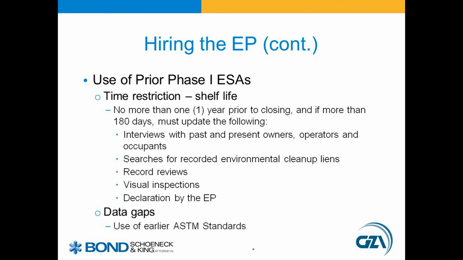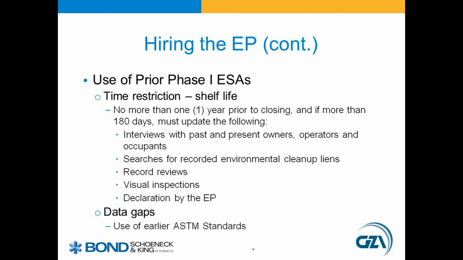When we do use prior Phase 1s, it's important to note its shelf life. The report can be updated if it is less than a year old by updating specific items, including interviews with past and present owners, operators, and occupants, review for environmental cleanup liens, record reviews, visual inspections, and the environmental professional's declaration. It's important to note data gaps created by additional requirements in the new ASTM standard will need to be filled if the prior Phase 1 was completed under the previous standard.